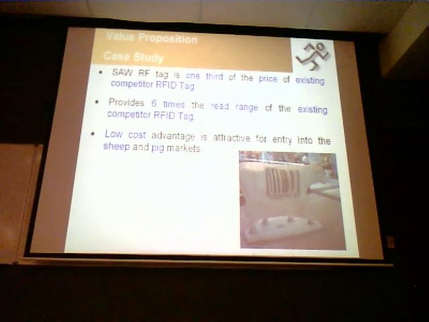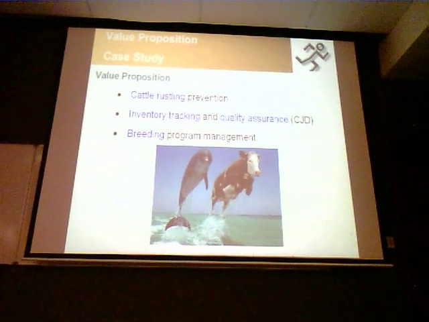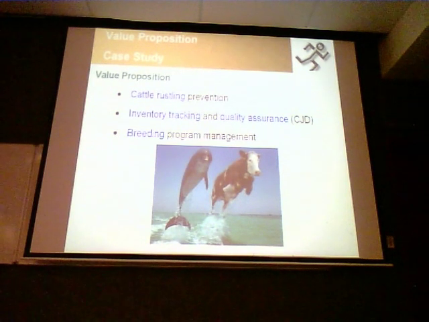Olympics? No? What? Cattle. Mad cow, absolutely. CJD. So not only does it stop cattle rustling, but it improves your breeding management program, and you can identify where you've got problems. So that was another market that we thought was quite good.